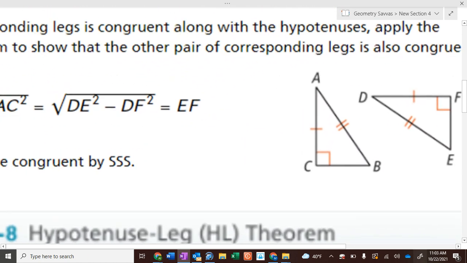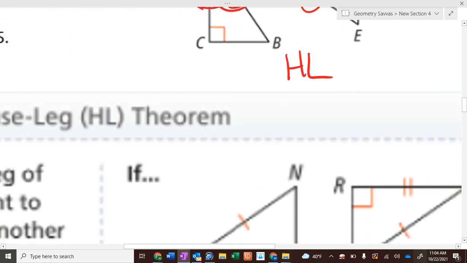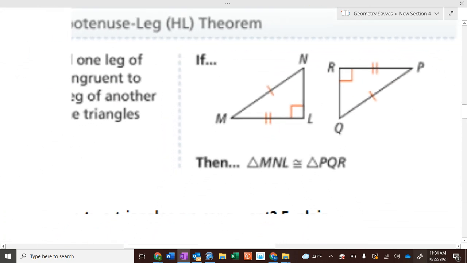Okay? So if you have a hypotenuse and a leg of a right triangle, and it has to be a right triangle, it can't be just some willy-nilly triangle. It has to be a right triangle. If you have a hypotenuse and leg of one triangle congruent to a hypotenuse and leg of another one, then those two triangles are congruent by hypotenuse leg.